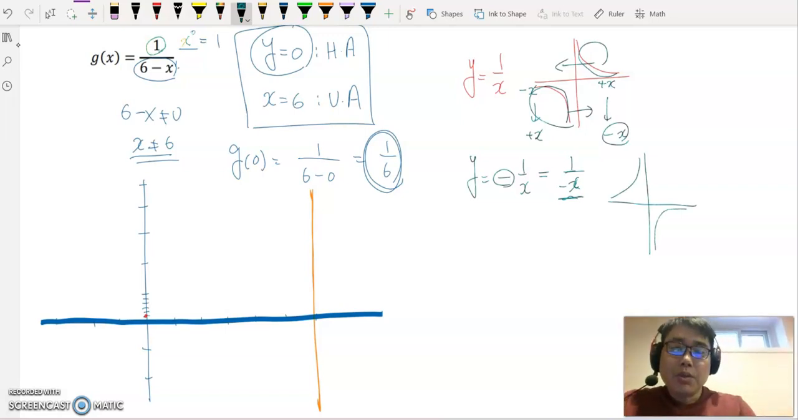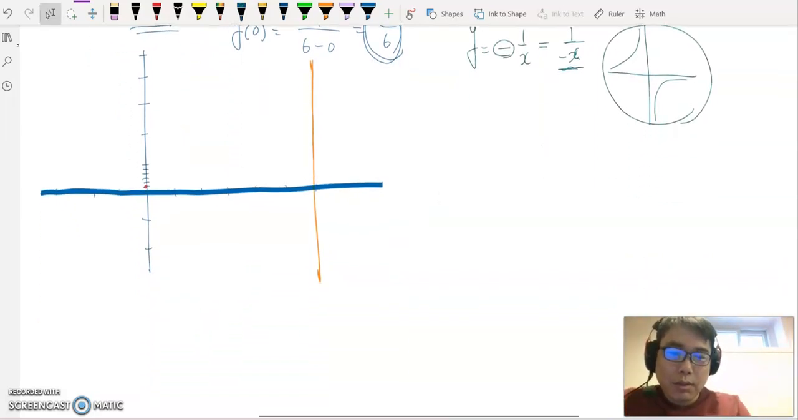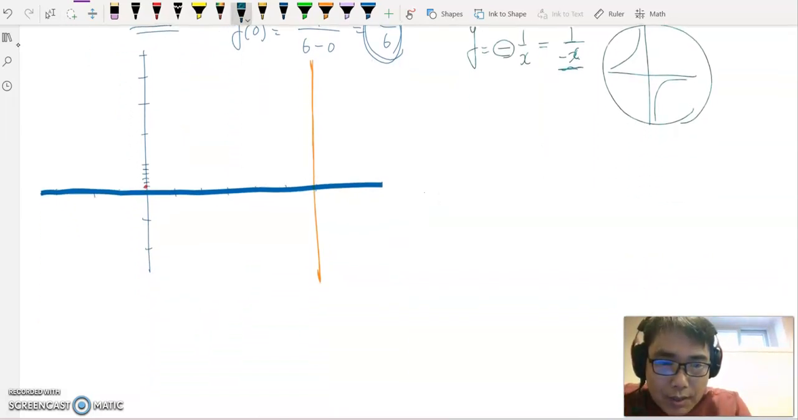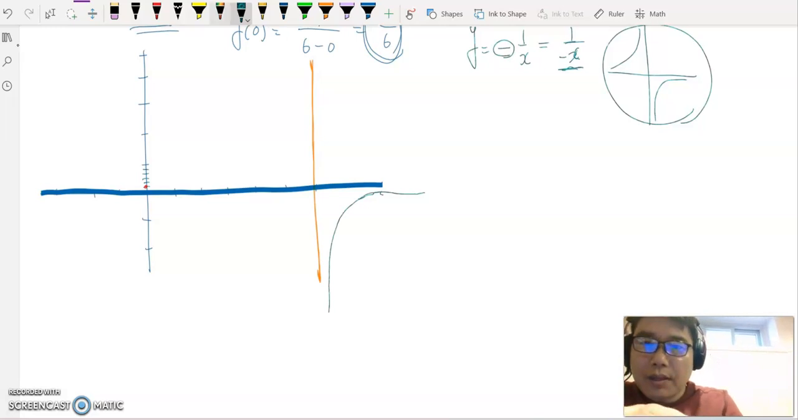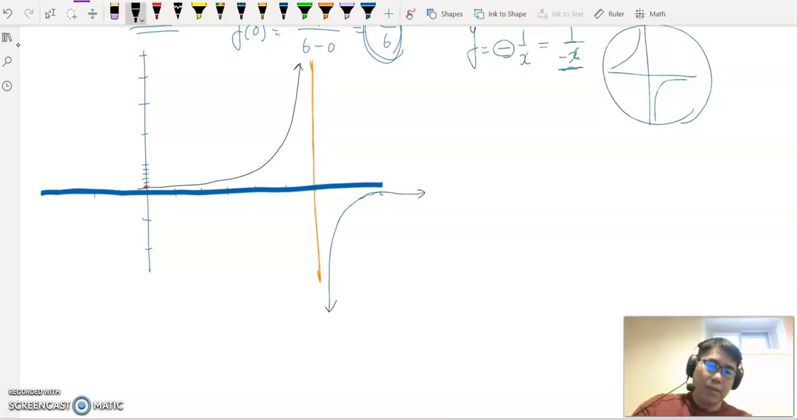Okay, based on this theory, now it shows that the vertical asymptote is x equals 6. So we just make this graph based on x equals 6. So the graph looks like this, and then now we pass through the y-intercept and then move like this. Okay, so that's the graph of this function basically.